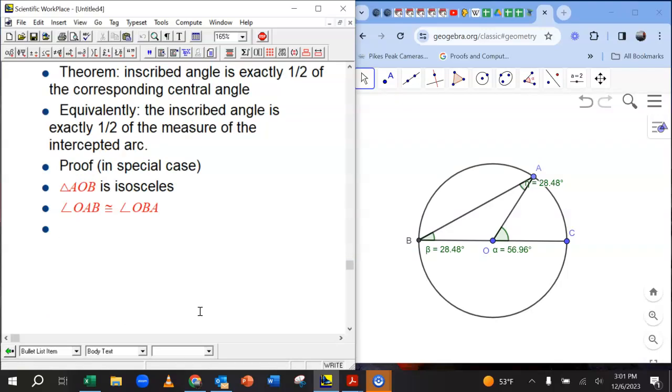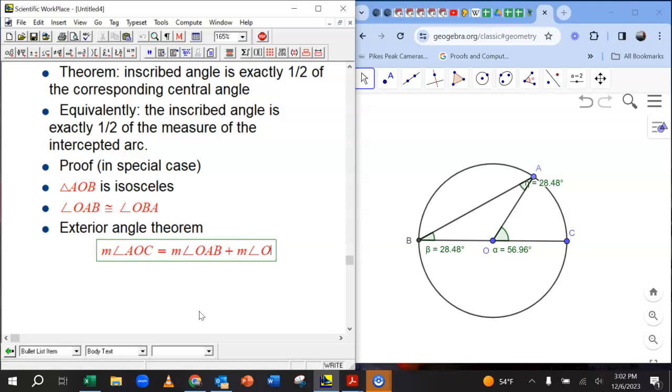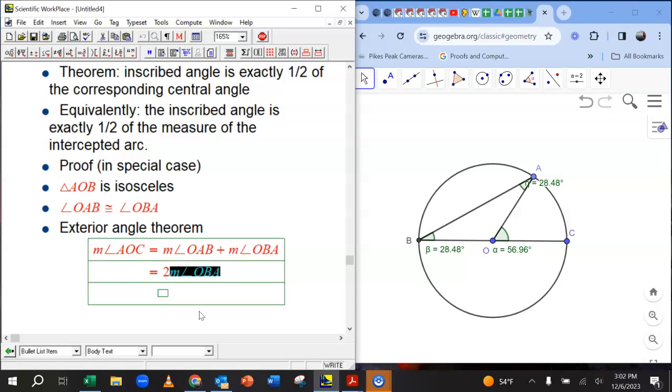And we just have to remember the exterior angle theorem. I know that's a while ago, but what that says is that the measure of angle AOC is exactly the measure of OAB plus the measure of angle OBA. Aha. But wait, those are equal. So that's just 2 times the one we're really interested in, which is OBA. Oh, and we're done. That's it, right? Just solve that for this guy. Divide both sides by 2, in other words. That's just 1/2 of the measure of that central angle.